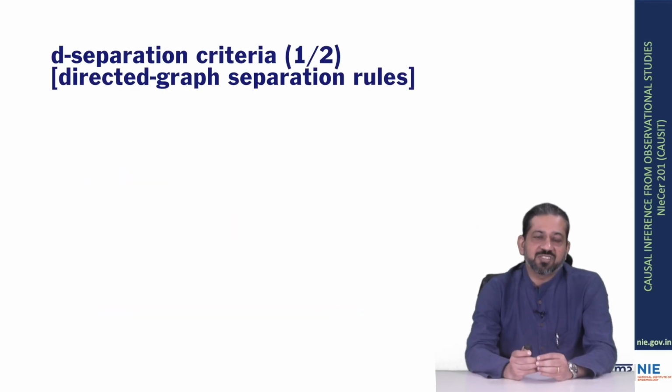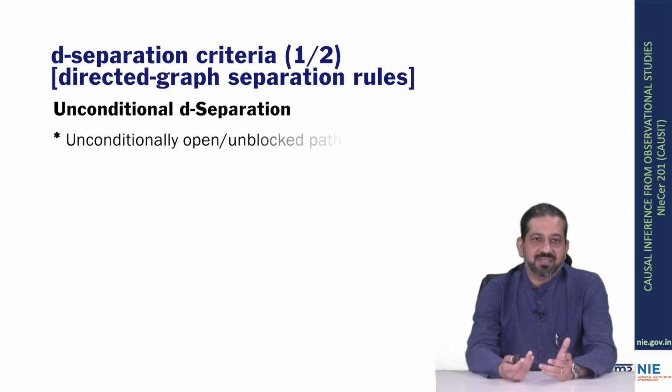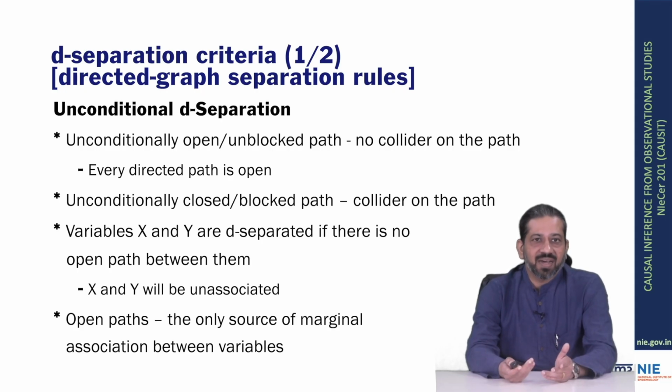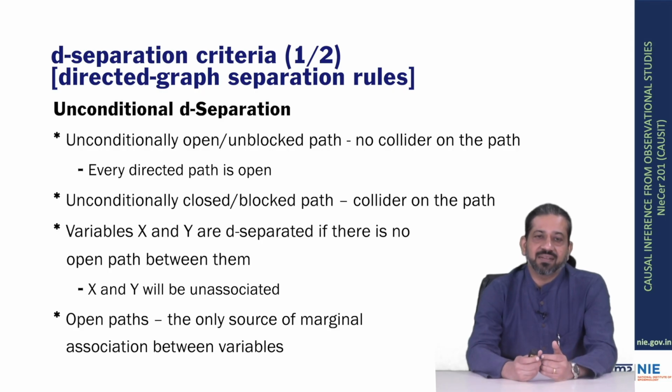All of these rules that I've mentioned can be summarized into what is known as the D-separation criteria, or the directed graph separation rules. What this criteria suggests is that when there is no collider on a path, those paths are unconditionally open, which means when we do not adjust for or restrict any variable on that path, those paths remain open. And so with that rule, we can say that every directed path is open. And whenever we have a collider on the path, it unconditionally remains closed. Hence, if there is no open path between two variables, it means that these two variables are D-separated, or in other words, that there is no association, no relationship between these two variables.